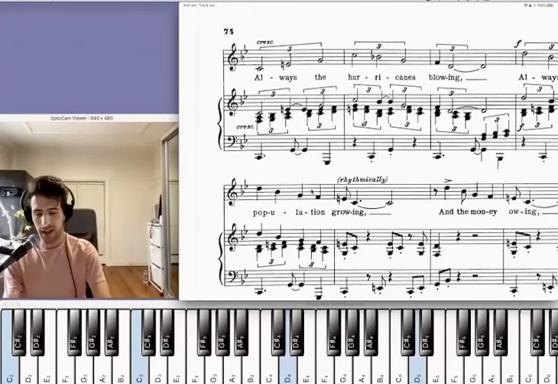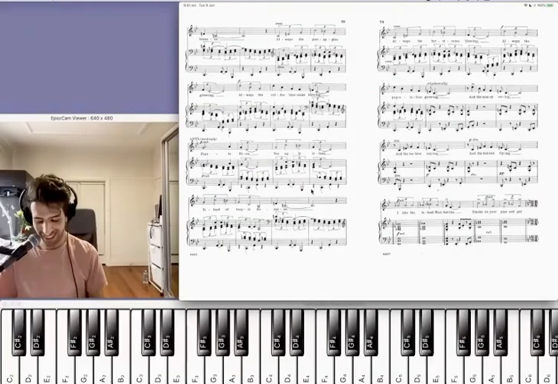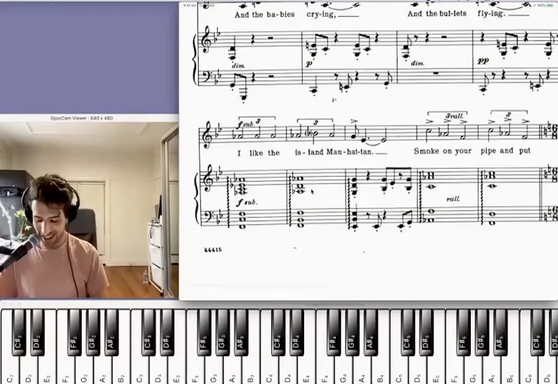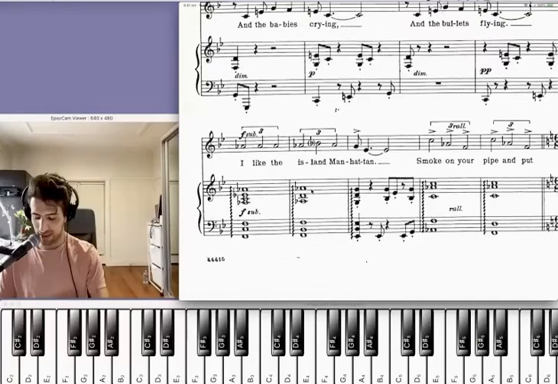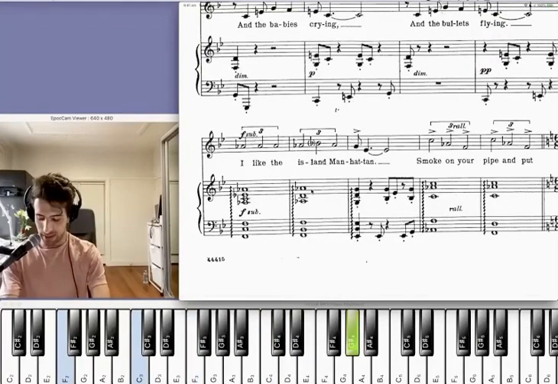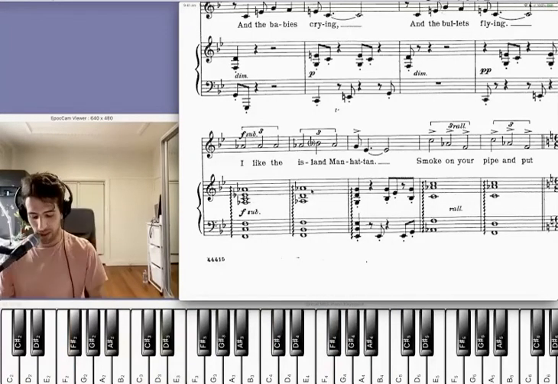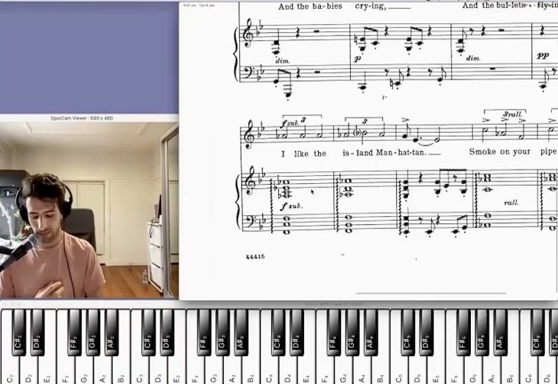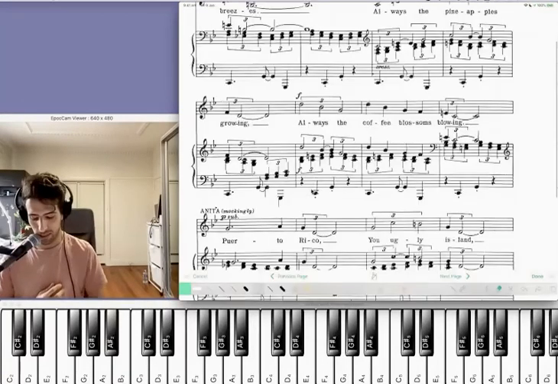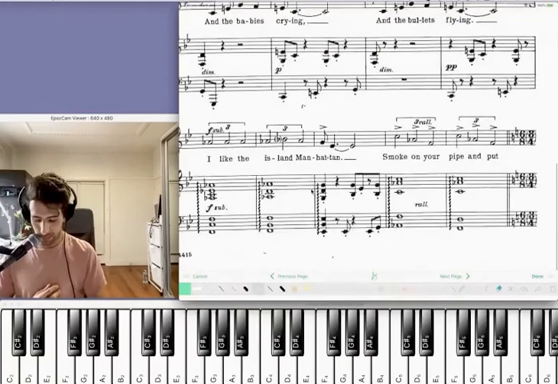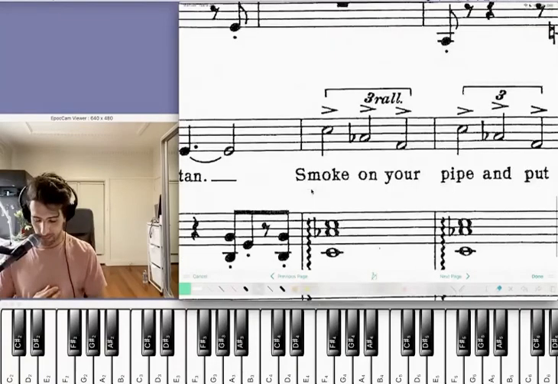And then, you know. Yeah. And then we're back again. Of course, we see the semibreve. Now, we've got a rit here, which is to say, we're jumping all over the place right now, but we're just about to wrap up. The rit means to slow down.